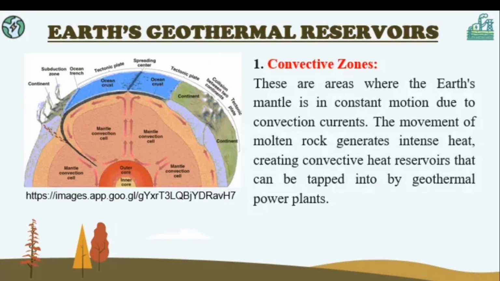The next would be the Earth's geothermal reservoir. So the first one would be convective zones. These are the areas where the Earth's mantle is in constant motion due to convection currents. The movement of the molten rock generates intense heat, creating convective heat reservoir that can be tapped into by geothermal power plants. So ni siya nga part sa Earth which is mantle in constant motion, so galihok jud siya due to convection currents. Kay kani nga part nag-generate siya og intense heat nga maka-create sa convection heat reservoir that can be tapped into by geothermal power plants.